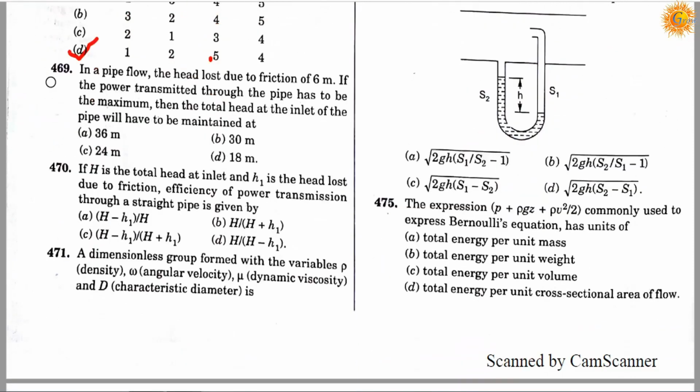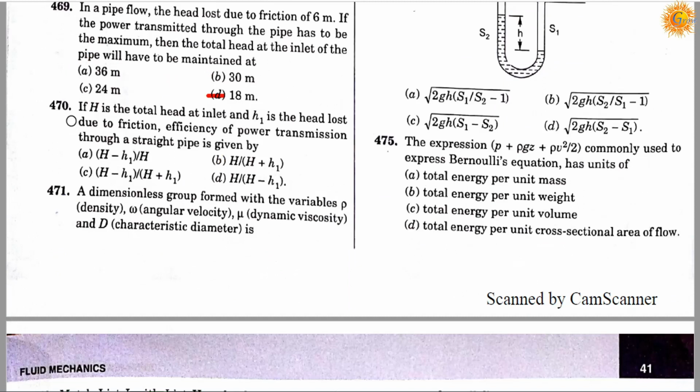Question number 469. In a pipe flow, the head lost due to friction is 6 meter. If the power transmitted through the pipe has to be the maximum, then the total head at the inlet of the pipe will have to be maintained at: option A, 36 meter; option B, 30 meter; option C, 24 meter; and option D, 18 meter. So the correct answer is also D, it will be 18 meter.